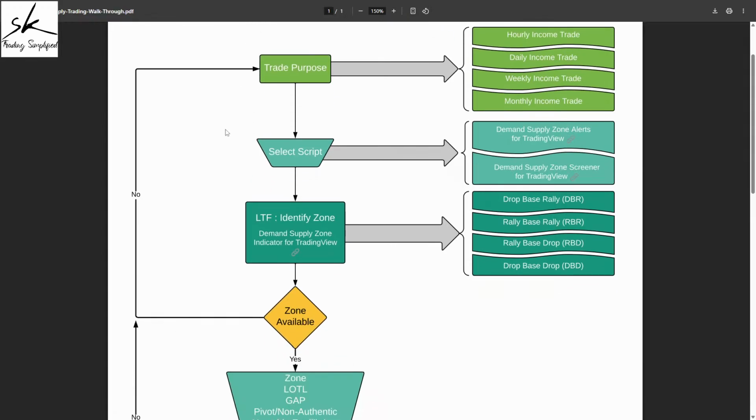So what is our step number 1 whenever we start planning our trade? Step 1 is we need to define our trade purpose. Now, what do we mean by trade purpose? Trade purpose basically implies the expected duration of the trade. And the duration of the trade is from the time you enter the trade to the time you exit the trade. When I'm talking about the exit, it can be the target, break even, the trailing stop loss, or the stop loss, any kind of exit.